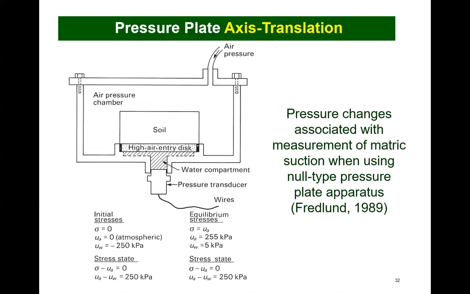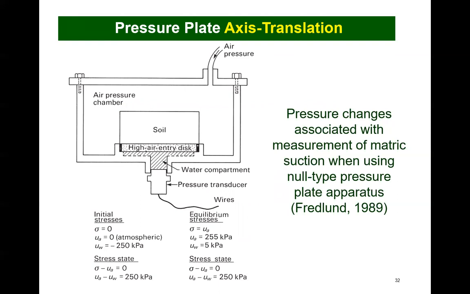Laboratory pressure plate apparatuses can be used to measure matrix suctions well in excess of 100 kilopascals. The maximum suctions that can be measured mainly depend on the air entry value of the ceramic disc in the pressure plate apparatus. The axis translation technique allows the air pressure, or the atmospheric pressure, to be elevated. In this way, the water in the measuring compartment can remain positive, preventing cavitation.